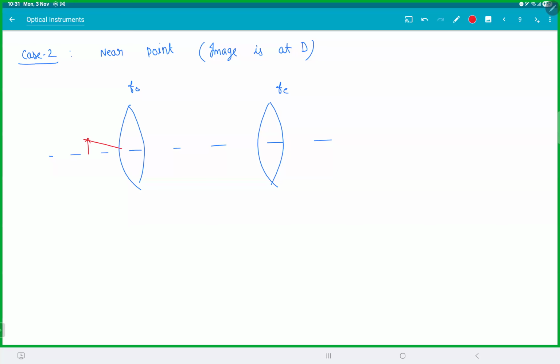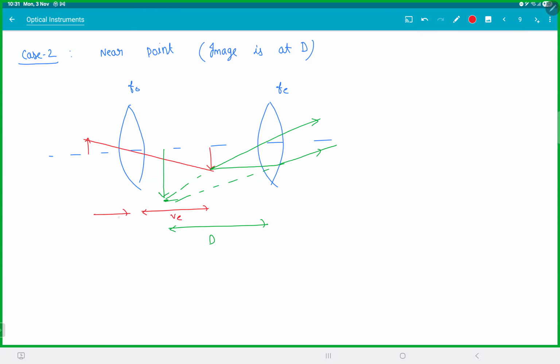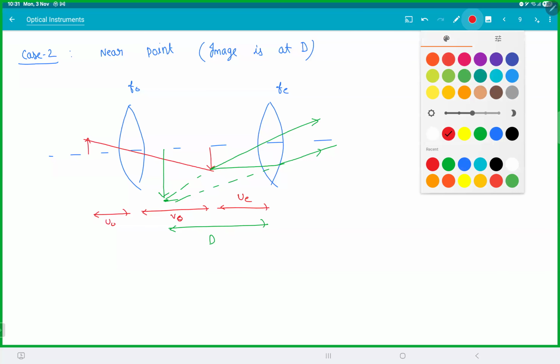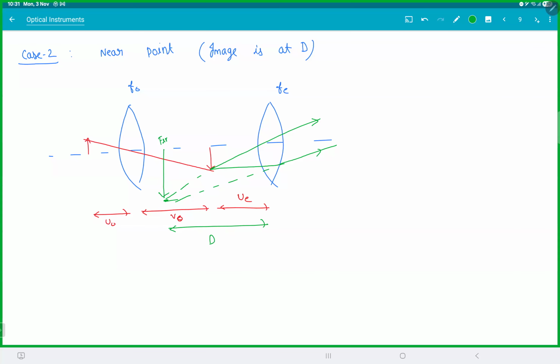So your object, you get the image. When you extend them, the light rays are meeting somewhere here. This is capital D. This is V, U naught. This is V naught. This is UE. This green one is your final image. That's it. If you know this picture, you're done.